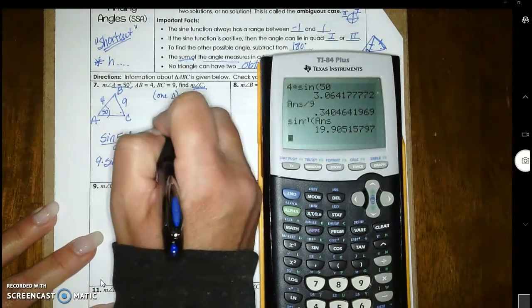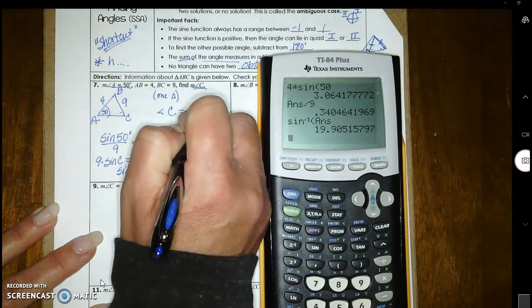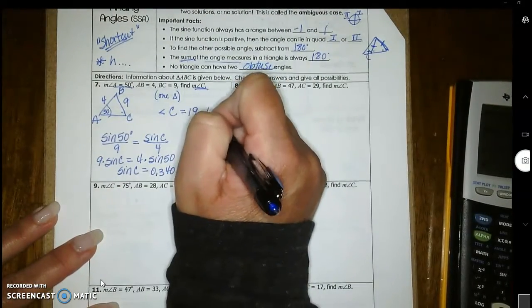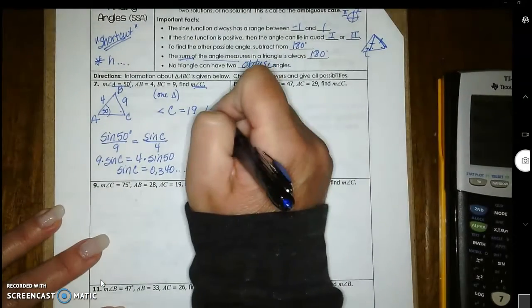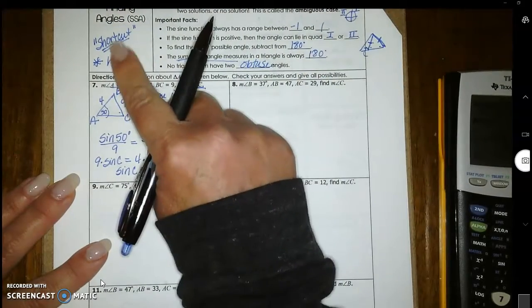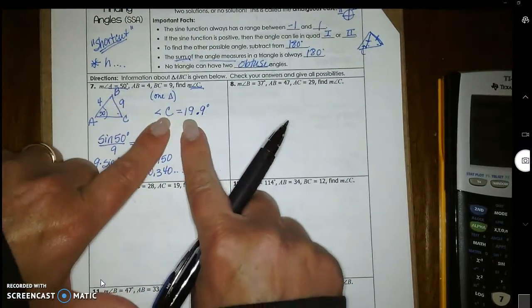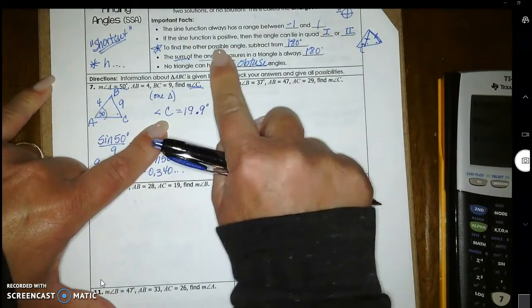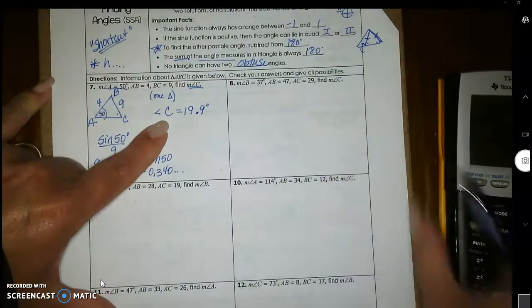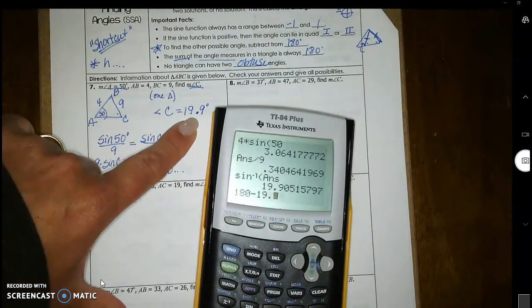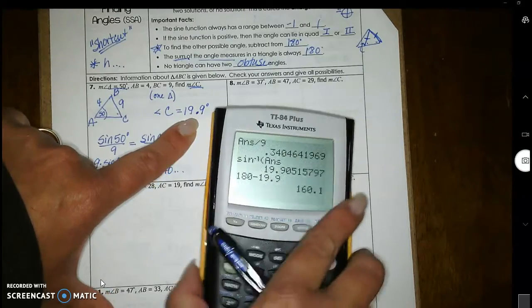Okay, so the actual angle C is going to be 19.1. Okay, looks like, or 19.9, excuse me. So 19.9, okay? The next thing that I want to do, so using this idea of a shortcut, okay, is I want to go ahead and do this idea right here. So I'm going to find the other possible angle, and I'm going to subtract from 180. So in my calculator, I'm going to take 180, and I'm going to subtract 19.9. Okay, and I get an angle of 160.1.